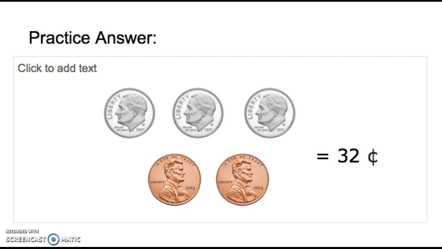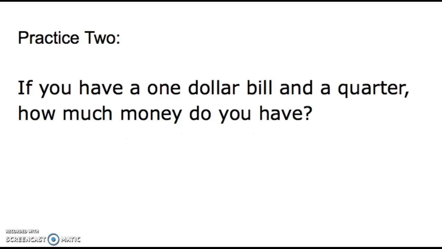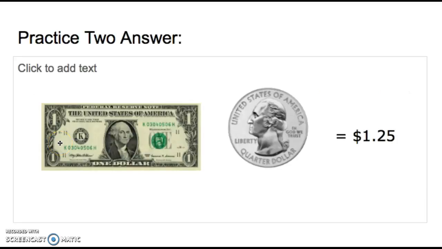Okay, let's move on to another practice problem, but now we're going to involve a bill. If you have a $1 bill and a quarter, how much money do you have? Well, let's take a visual look. So we have $1 and 25 cents. So 1 plus 0.25 is 1.25. But don't forget my answer has the dollar symbol, so it reads $1.25.